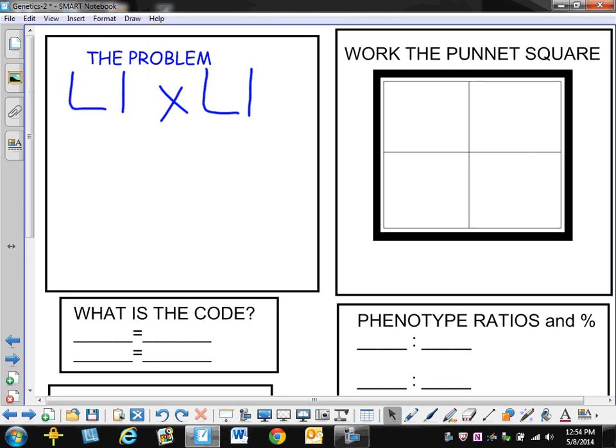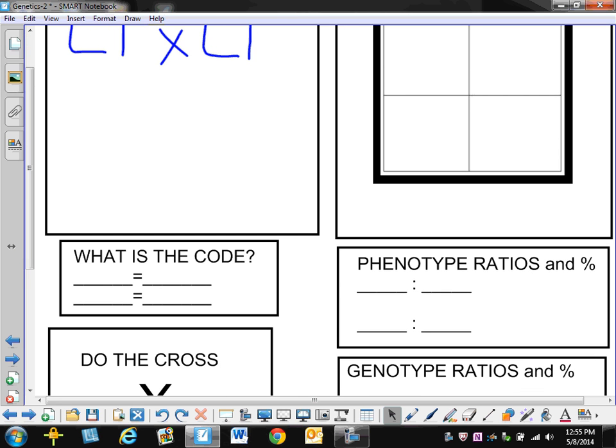Let's take a look at this. So, what's our code? Did our code change? No. So what is big L? Long hair. What's little L? Short. Our cross is up here. We gave us our cross. These are just two of the baby kittens that we're now breeding to see what offspring they will give us.